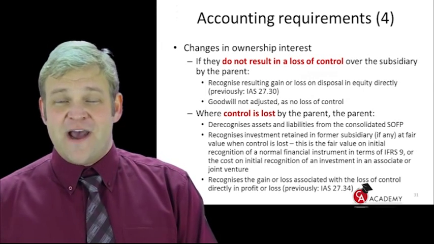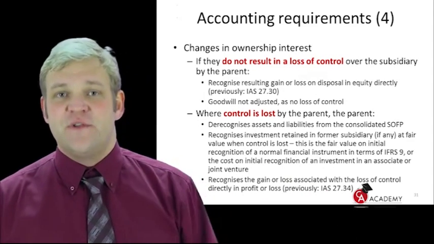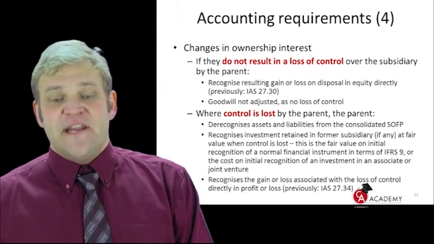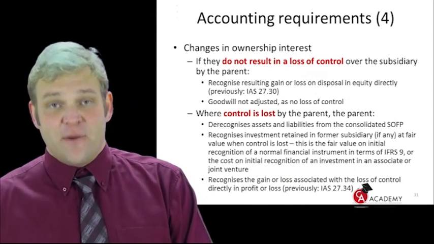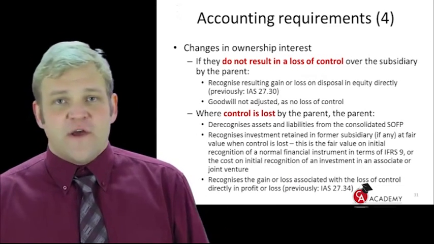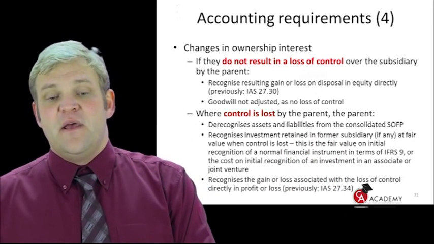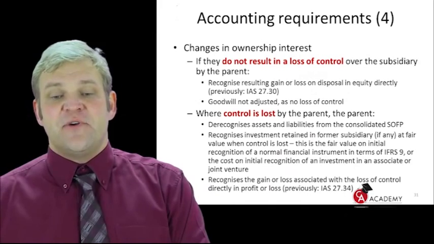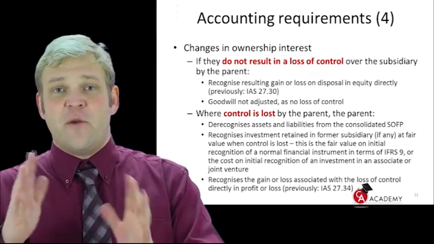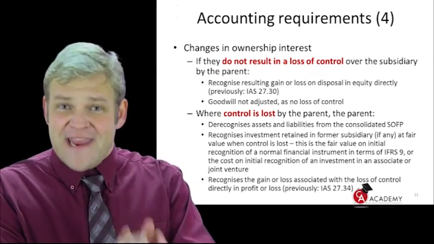All that I'm trying to point out here is that that concept was retained from IAS 27 into the new IFRS 10. Where control is lost, the parent de-recognizes assets and liabilities from the statement of financial position. That's logical. Do you agree? Because we don't control those assets and liabilities anymore, so they need to be de-recognized. That's step one. The parent then recognizes the investment retained in the former subsidiary, if any. Now listen carefully. We might be going from an 80% investment to a 40% investment. Do you agree? That is the retained investment.